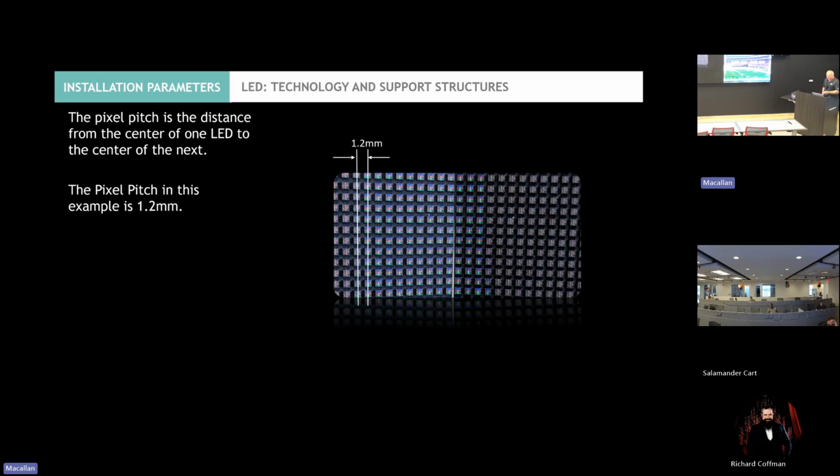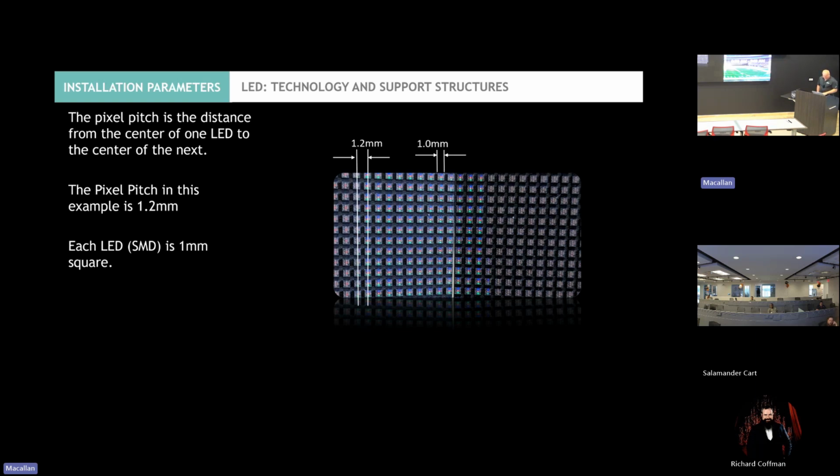And to go into pixel pitch a little bit more, this is only an example of one pixel. This is not how every pixel distance is, but in this particular example, the pixel pitch is 1.2 millimeters. That's the space between the center of one pixel to the next. And then the actual pixel size is 1 millimeter.